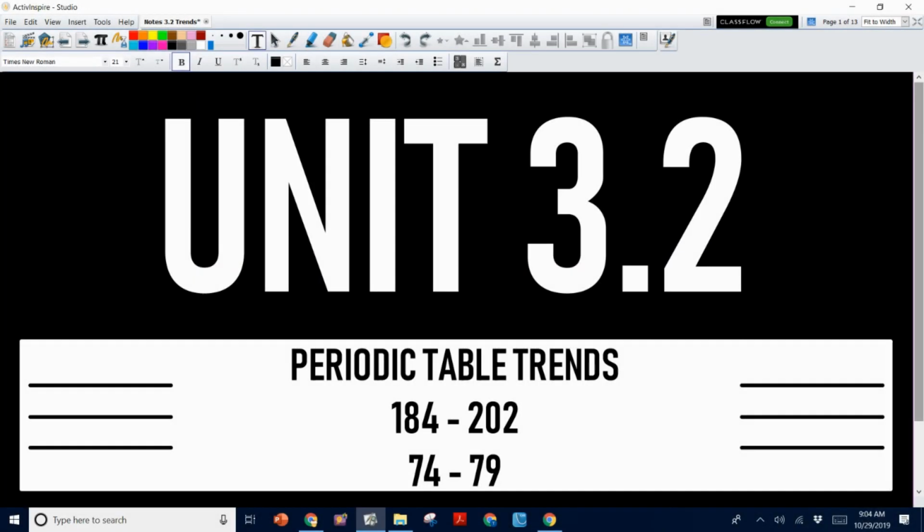Welcome back. This is Unit 3.2 on periodic trends. In your textbook, it's pages 184 to 202, and in your study guide, it's going to be 74 through 79. All right, so periodic trends.